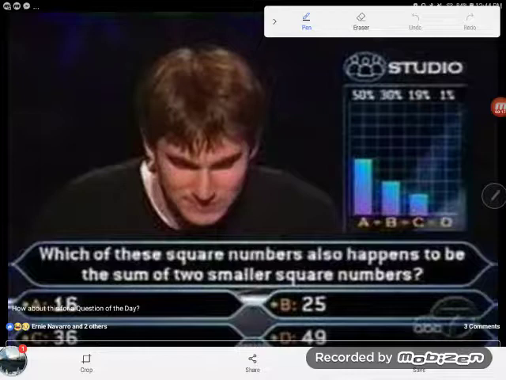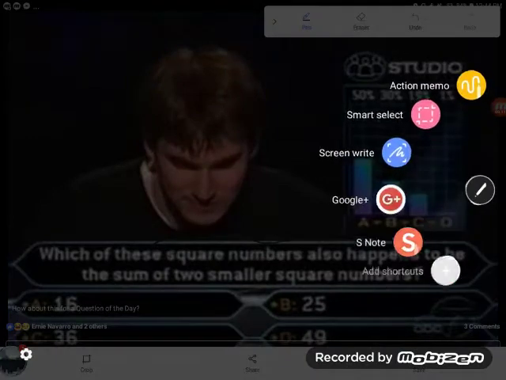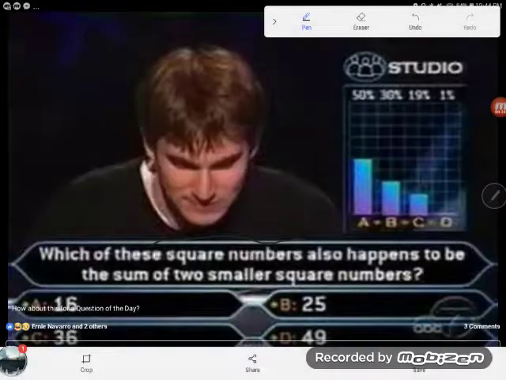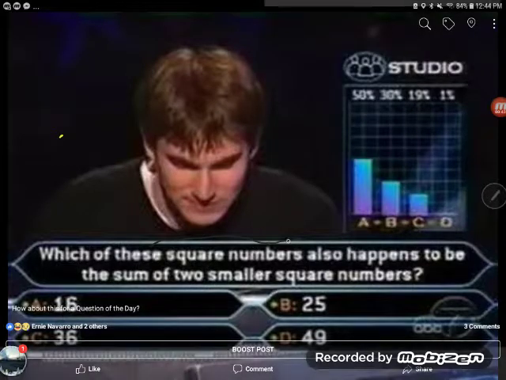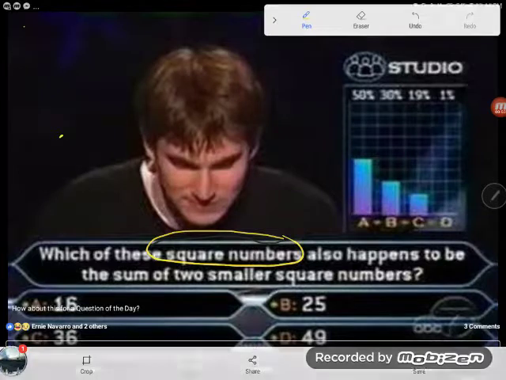This gentleman was asked which of these square numbers also happens to be the sum of two smaller square numbers. So in order to understand this problem, you've really got to understand the language here. First of all, let's start with square numbers. Oh, I need a different color pen. This one's hard to read on this black screen. Okay, there we go. Pen yellow. Okay. So, which of these square numbers also happens to be the sum of two smaller square numbers? So, what is a square number? A square number is also known as a perfect square.